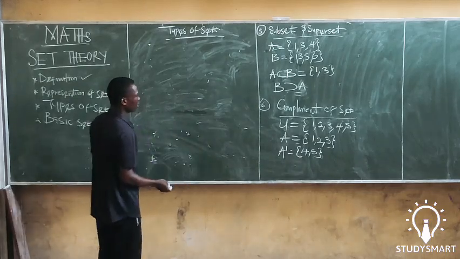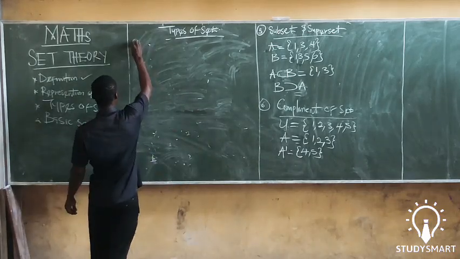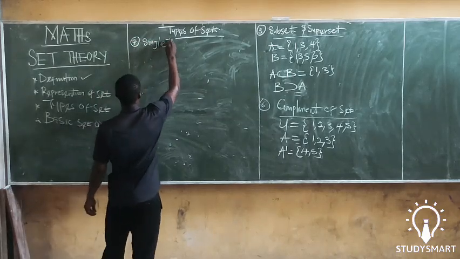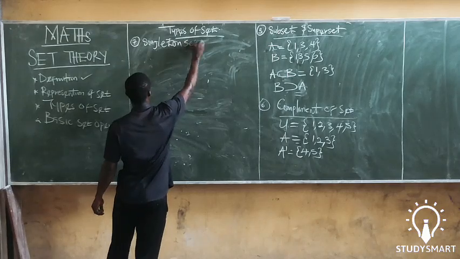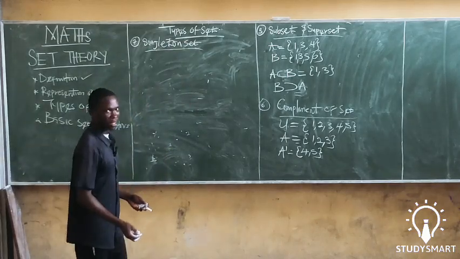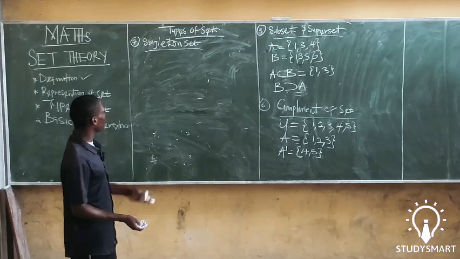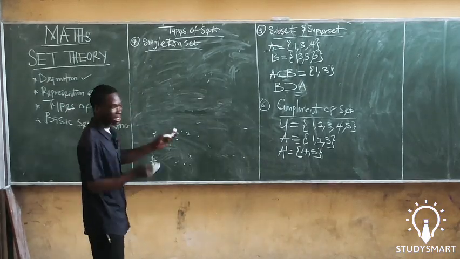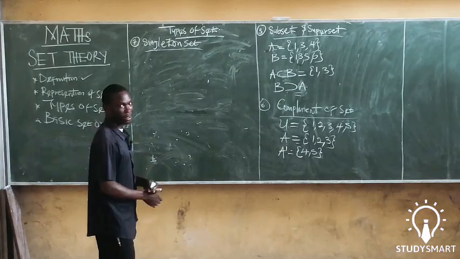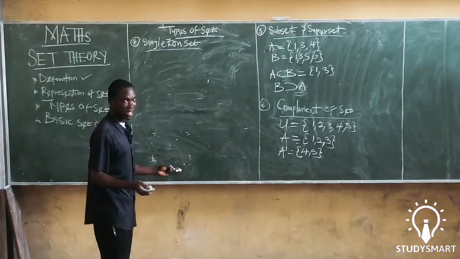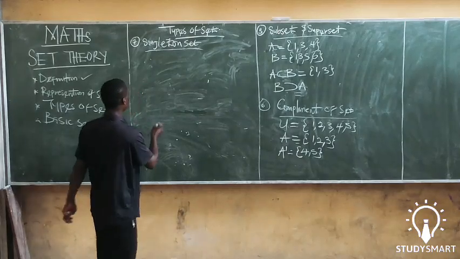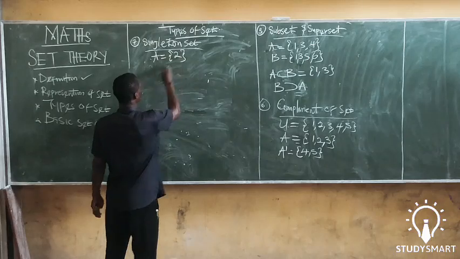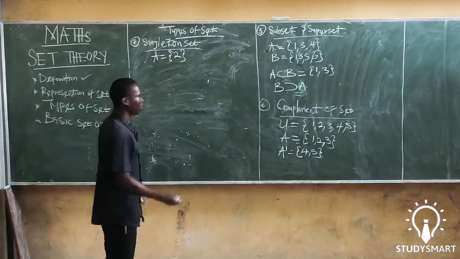So now, we have number 6. Let's take number 7, the singleton set. Singleton is a type of set. Now this set involves a set having just one element. Like the name implies, single, one, uni. Alright? So the singleton set is a set which involves only one element. For example, if I have A equals 2, this is a typical example of a singleton set.